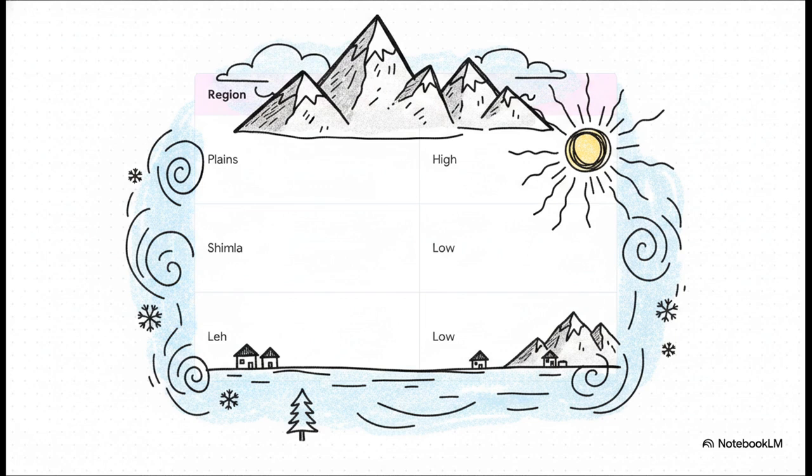This is exactly why, during the scorching summer months when the Indian plains are dealing with intense heat waves, hill stations like Shimla in the north, Darjeeling in the east, or Ooty in the south stay wonderfully cool and pleasant. And up in Leh, the altitude is so extreme there that temperatures stay remarkably low all year round.